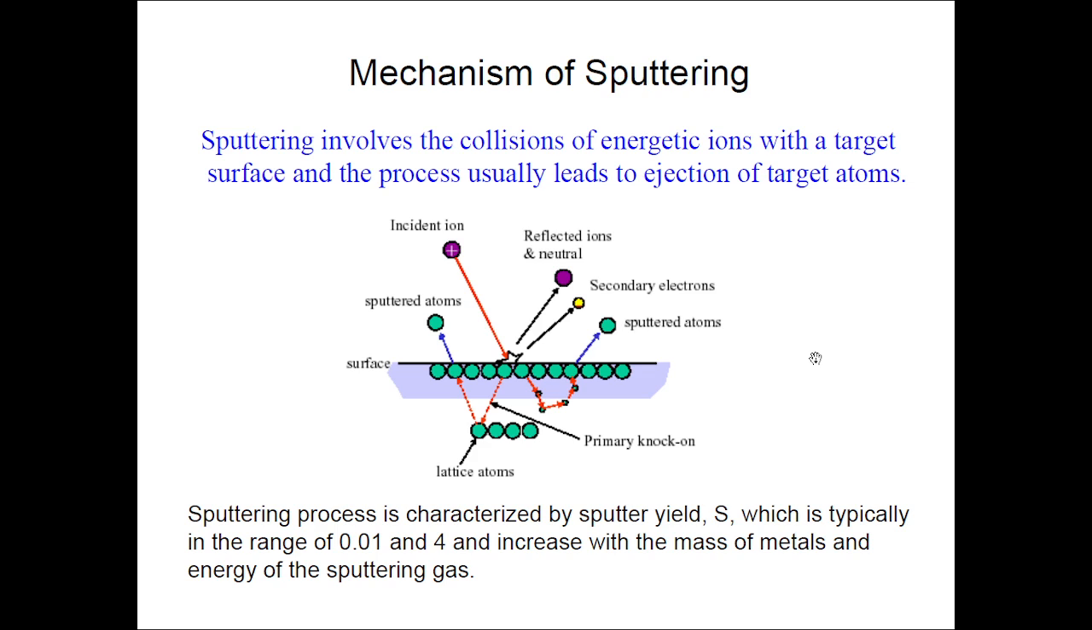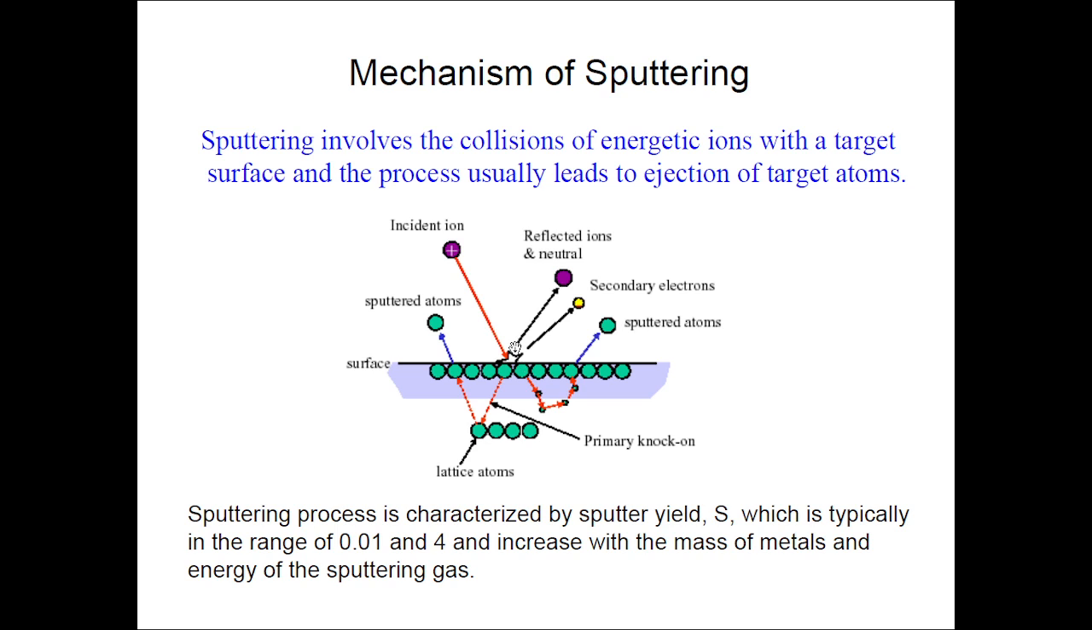In either way you can see that. So the mechanism of sputtering, when you talk about the mechanism of sputtering, we can say that sputtering involves the collision of energetic ions with the target surface, and the process usually leads to the ejection of target atoms. Okay, as you can see here, the atoms at the surface will be emitted out here, not from the volume part.